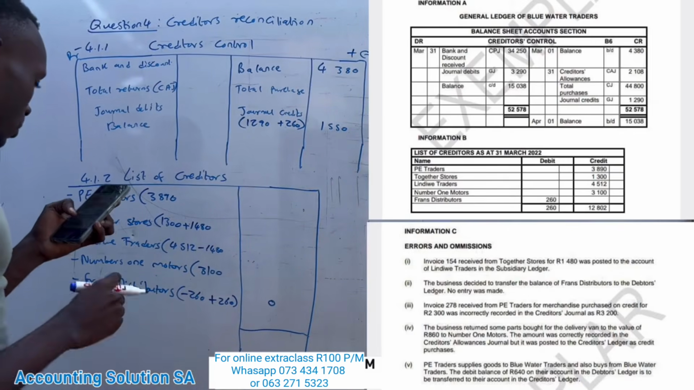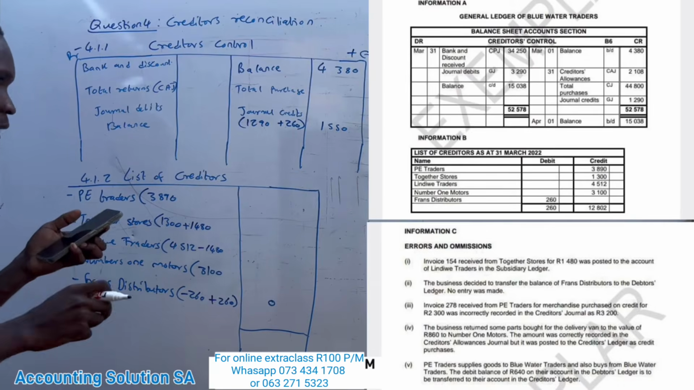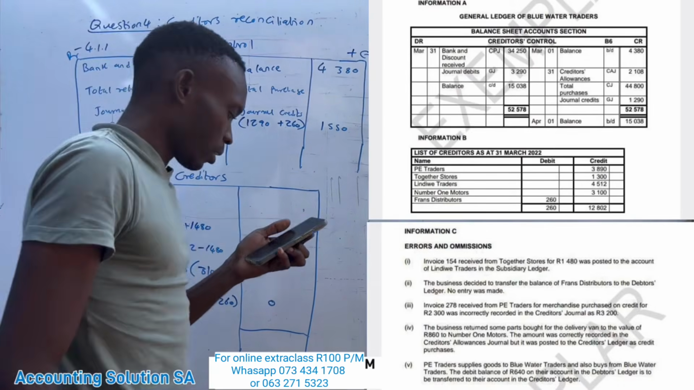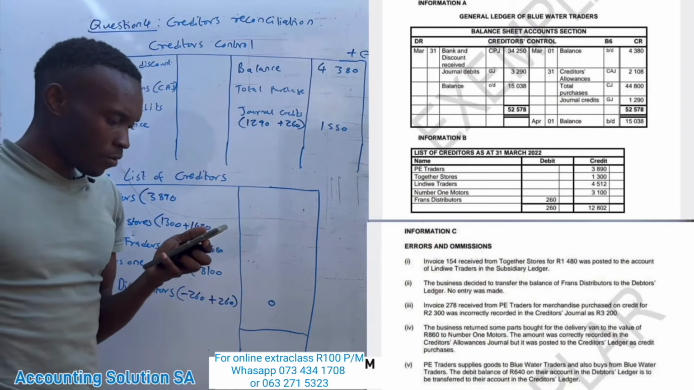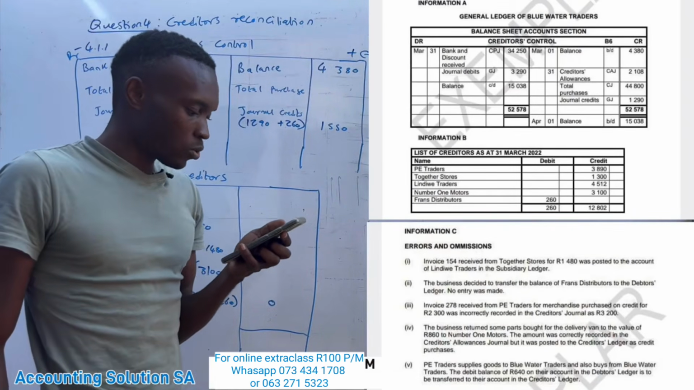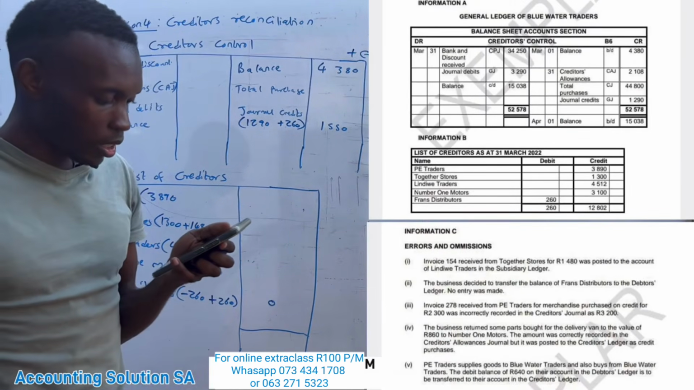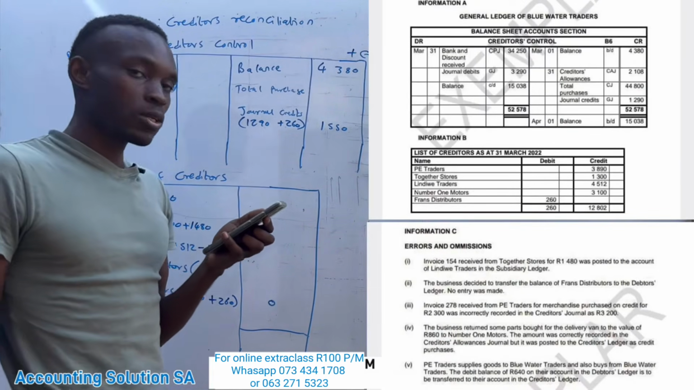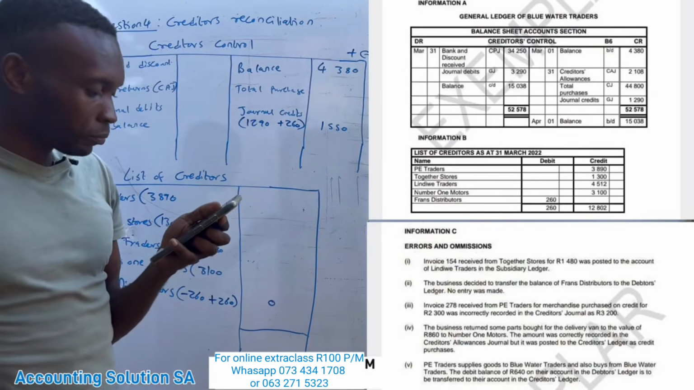Okay, now let's proceed to the next one. They say that invoice 278 received from PE Traders for merchandise purchased on credit for 2,300 was incorrectly recorded in the creditors journal as 3,200. So in other words, they made a mistake here.